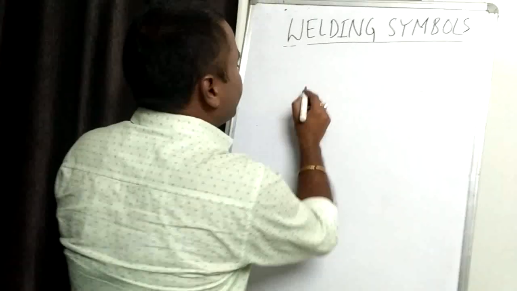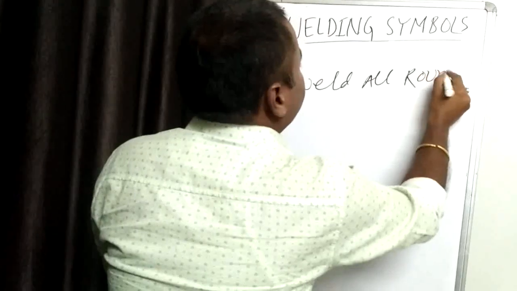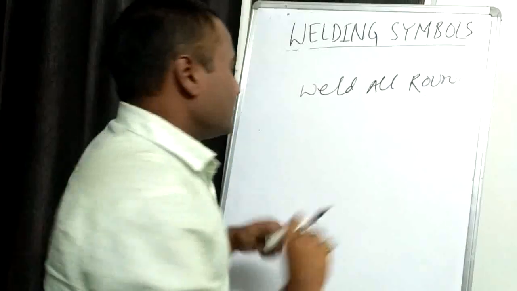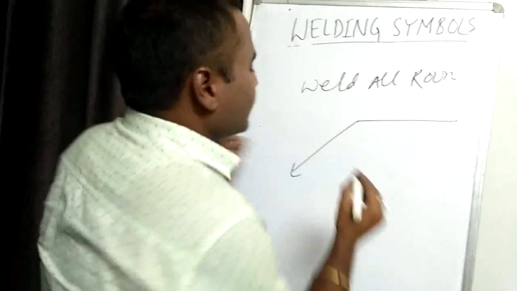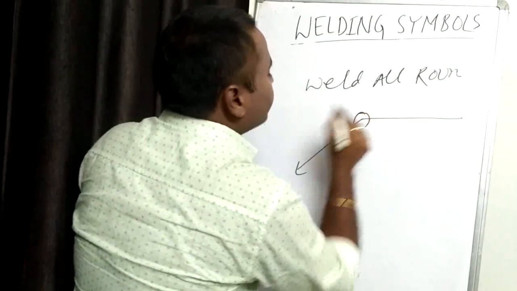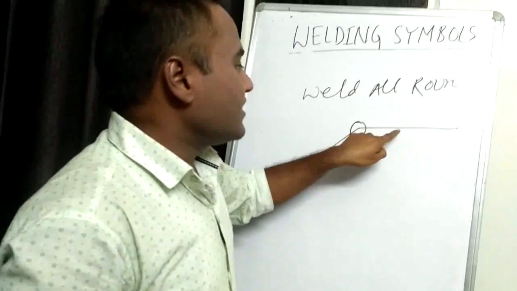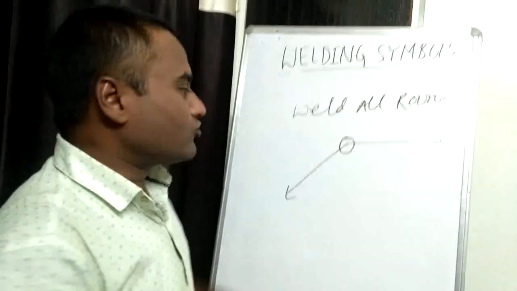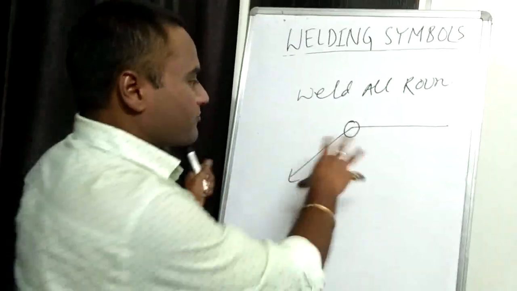One of the most common supplementary symbols is weld all round. Suppose we have to weld all round throughout. Then at the junction of arrow line and reference line, the junction is here. At the junction of reference line and arrow line, a circle shall be drawn for weld all round. Means to weld all round throughout on the periphery, this symbol shall be used. This is a supplementary symbol.